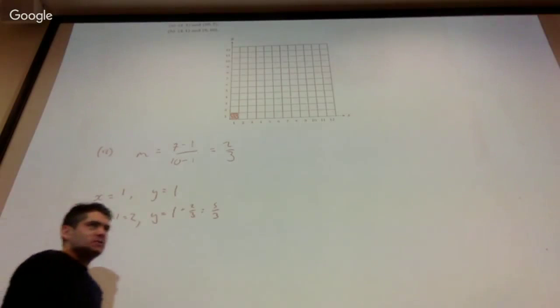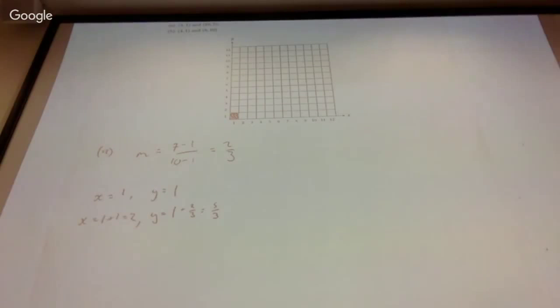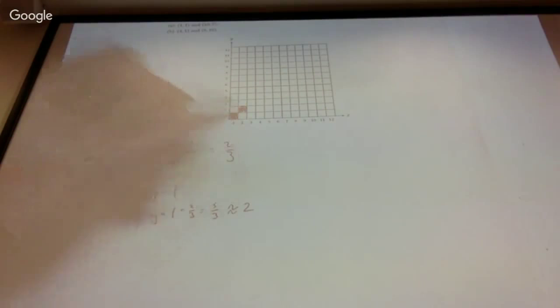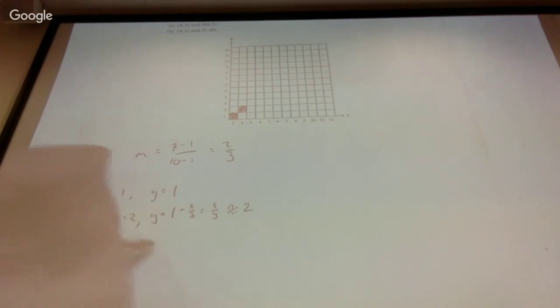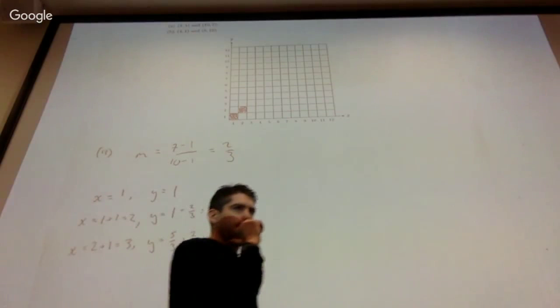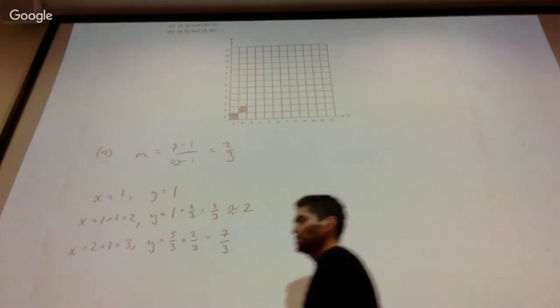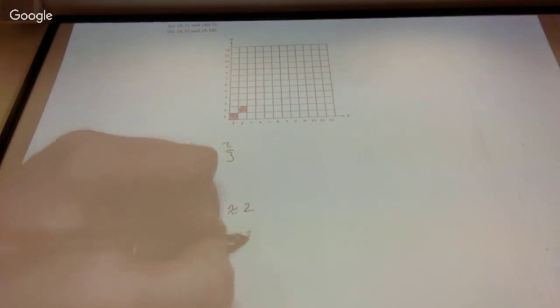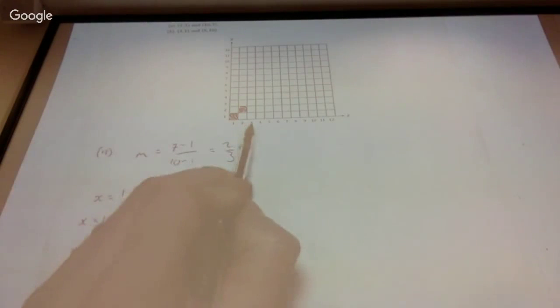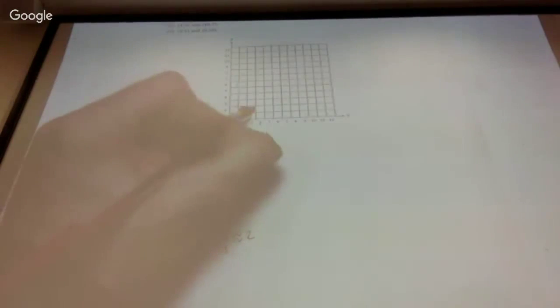Five over three. What's 5/3 rounded to the nearest integer? 2/2. So we've got a pixel now at 2/2, which is illuminated. Okay, so our next X coordinate is 2 plus 1. Our next Y coordinate is 5/3 plus 2/3. Okay. What's 7/3 rounded to the nearest integer? It's 2.33333, so that's going to be 2. So that's approximately equal to 2. Okay, so we have a pixel at 3 and 2. So the x coordinate 3, y coordinate 2. We shade that in. And we keep going.